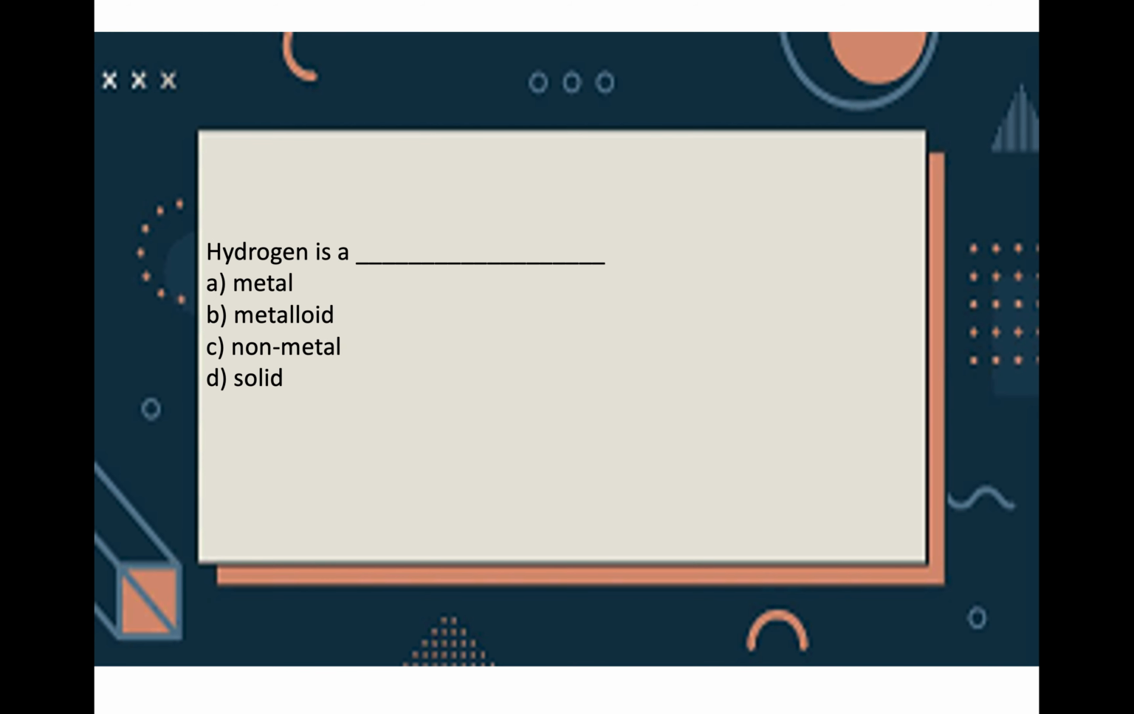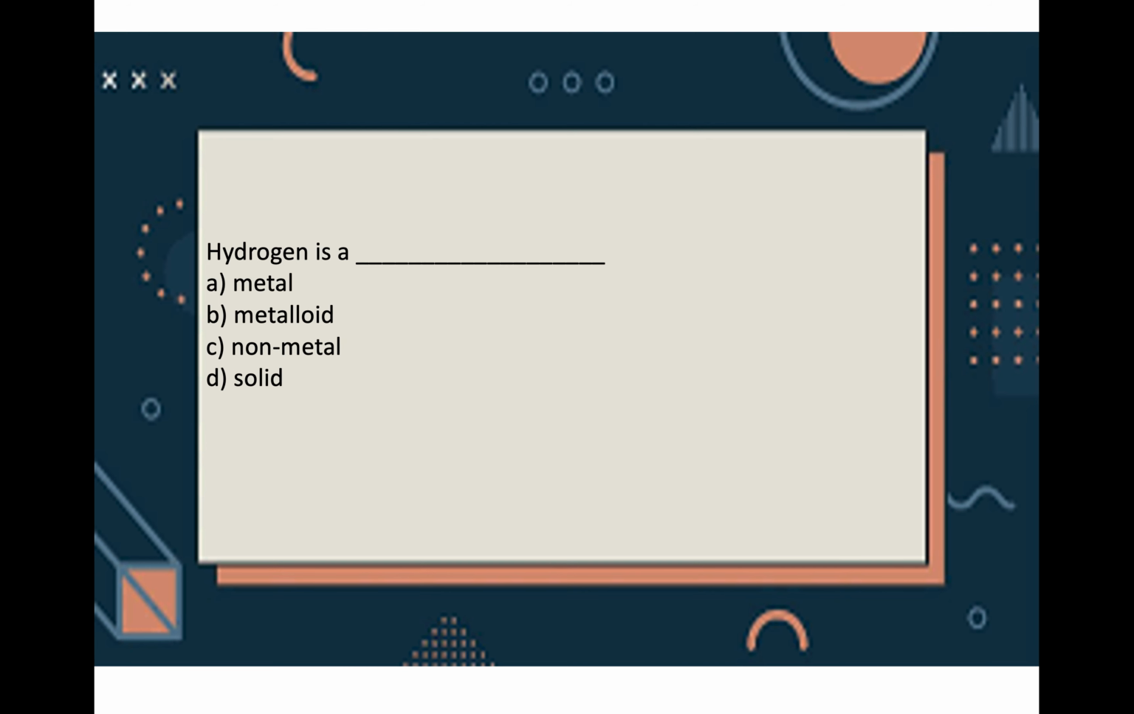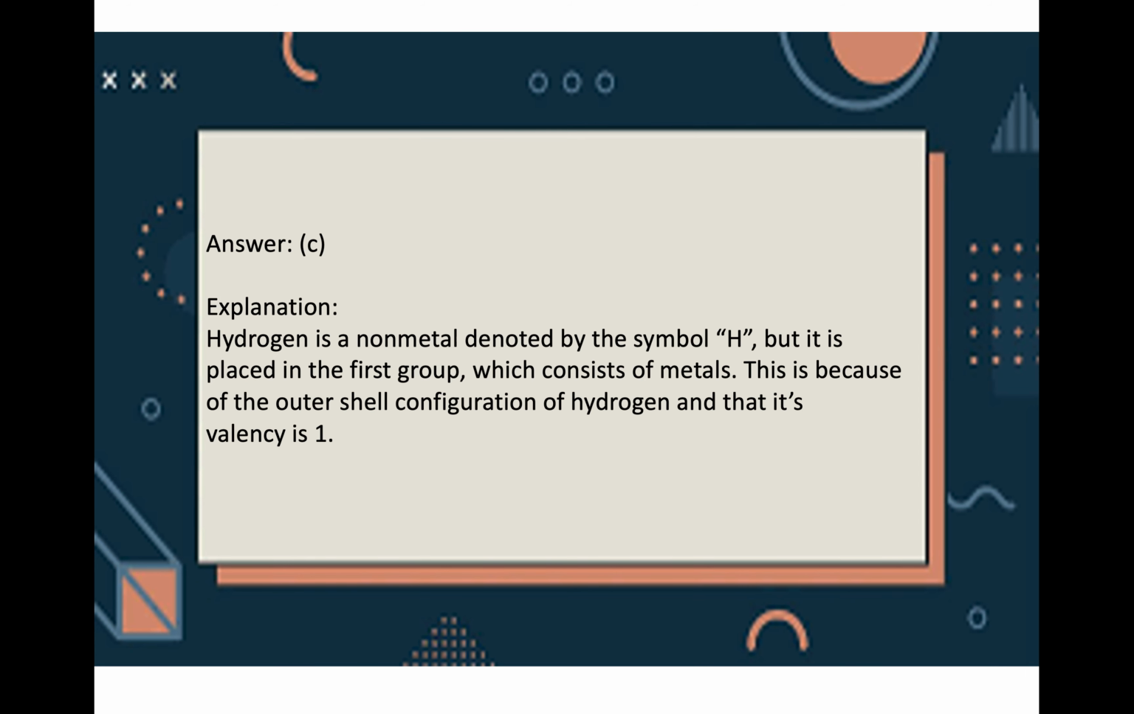Next question, hydrogen, what is it? Is it a metal, metalloid, non-metal or solid? That is quite confusing since, due to the position of hydrogen in the periodic table, many of us doubt whether it is a metal or a non-metal. So, the answer is choice C, non-metal. Even though hydrogen is placed along with the metals in the first group of the periodic table and its symbol is H, and because of the outer shell electronic configuration of hydrogen its valency is 1, still, it is a non-metal.